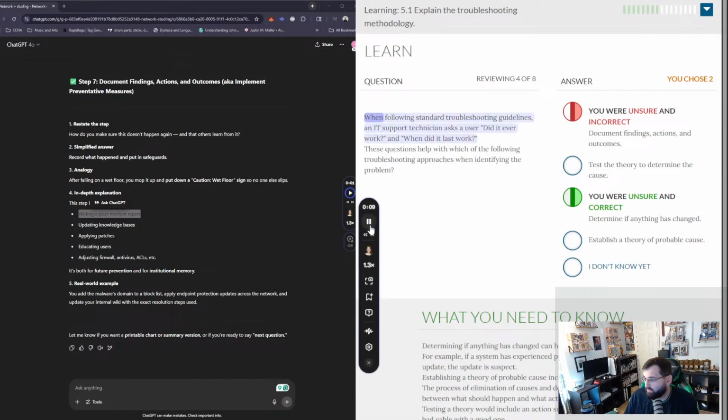4 out of 8, let's go. When following standard troubleshooting guidelines, an IT support technician asks a user, did it ever work? And when did it last work? These questions help with which of the following troubleshooting approaches when identifying the problem.